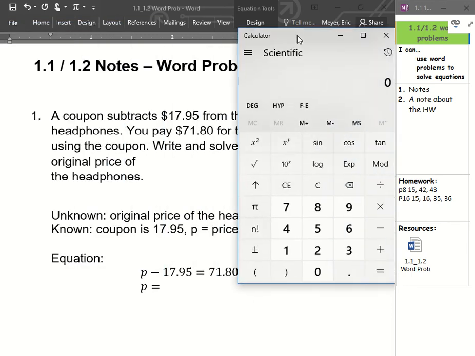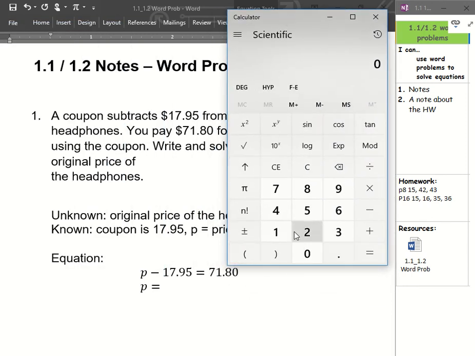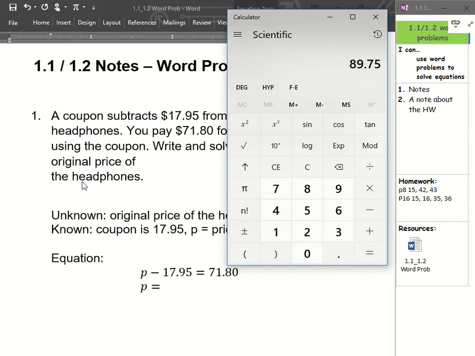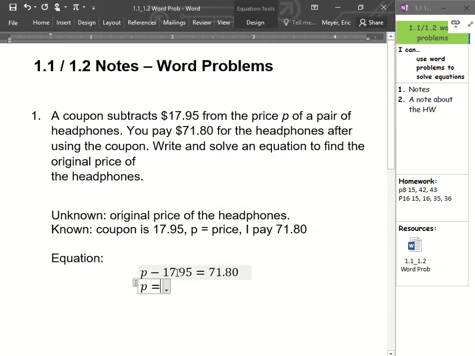Grab my calculator. 71.80 plus 17.95 equals 89.75. $89.75, because it's asking us to find a cost, right? To find the original price. So make sure we have dollars on there. It's the cost of my headphones.